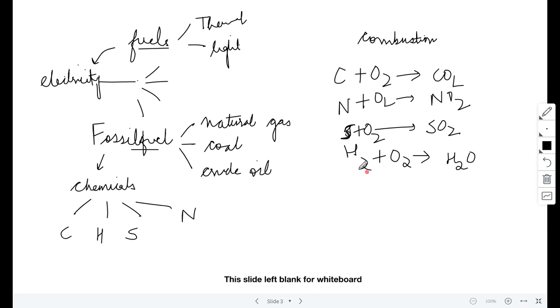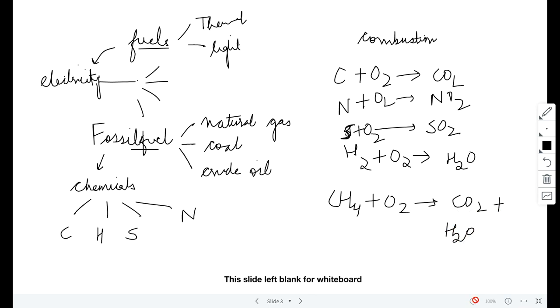Let's talk about the other fuel. The oils and gas contain hydrocarbons. Natural gas has as its main hydrocarbon methane. Now, when this reacts with oxygen, what happens? Carbon dioxide plus water is formed. Do you understand?